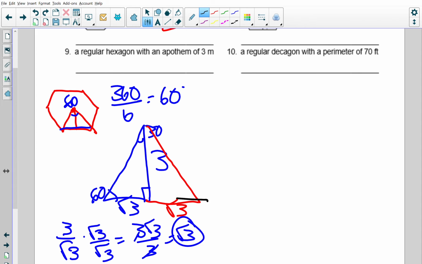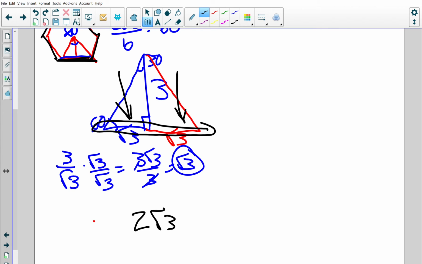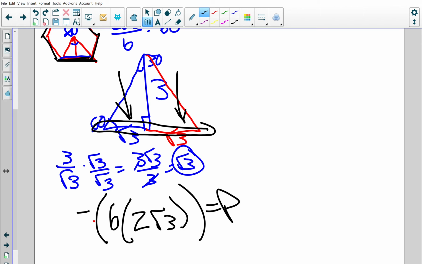And I care about this whole distance, which is this whole distance, 6 times. That's the perimeter, correct? Well, what does that mean? If this piece is root 3 and this piece is root 3, then my side length is 2 root 3. I have 6 sides. That's my perimeter right there, which is what? 12 root 3.